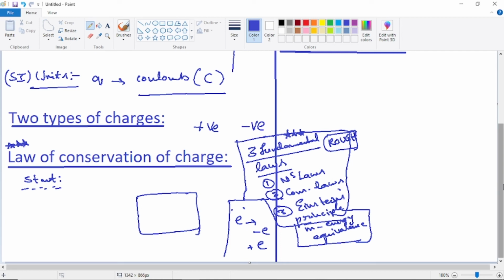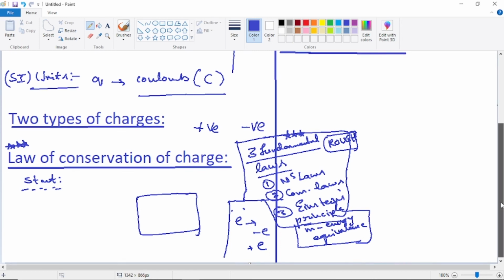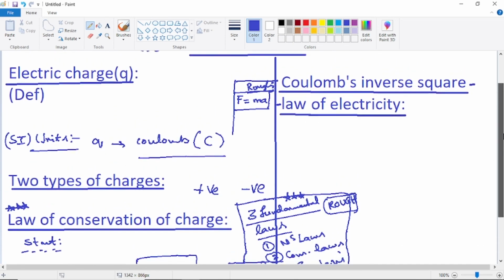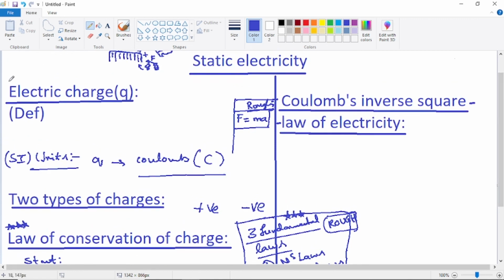So whatever things we are seeing here are simple, nowhere any complication is there. Now coming to the main law of the syllabus. Whatever topics we have seen are very simple. Just see electricity, electric charge definition. It is very simple, but it doesn't carry any marks. It is very important, but it can't be given for any marks. So I'm not putting any marks here.